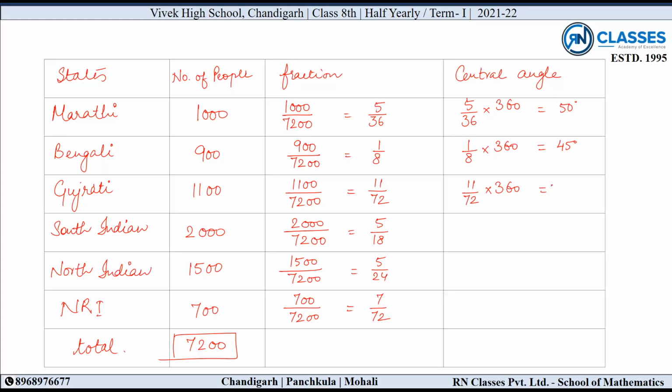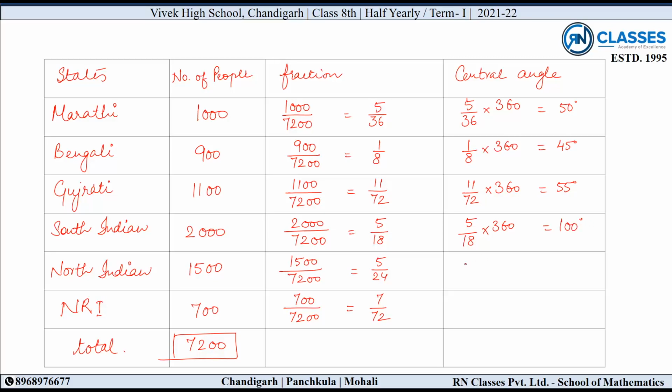Central angle अब मेरा निकलेगा इस पे 55. Neat and tidy. यहां पे कटिंग नहीं करनी है. आपका ये जो टेबल है बिल्कुल नीट एंड टाइडी होना चाहिए. इस पे कटिंग नहीं होनी चाहिए. अब 2000 by 7200, अब fraction is 5 by 18. Center पे 360 degree है. Means the central angle we'll get is 100 degrees.